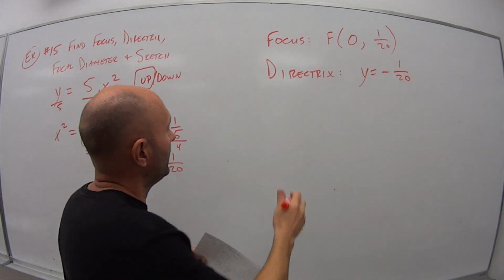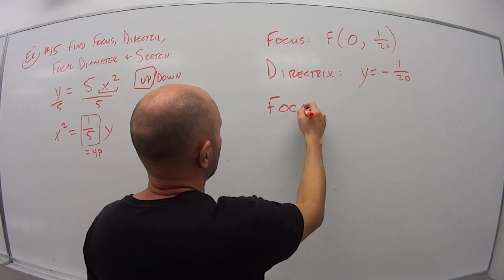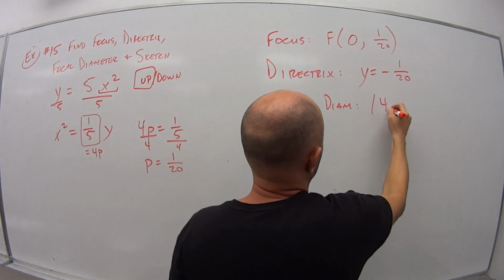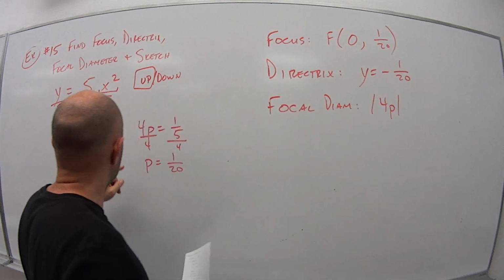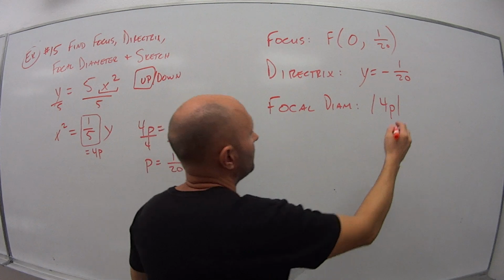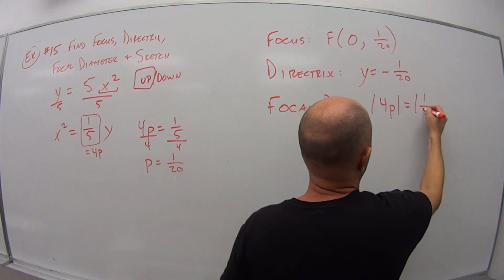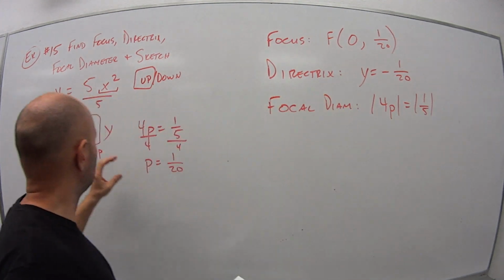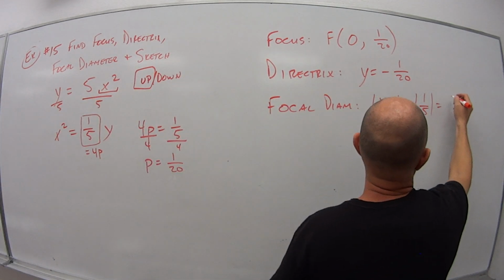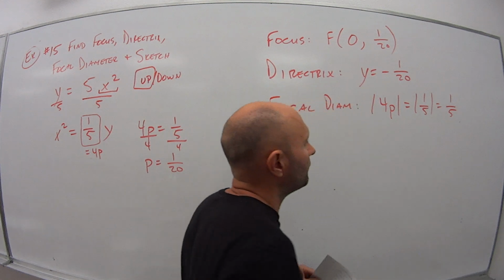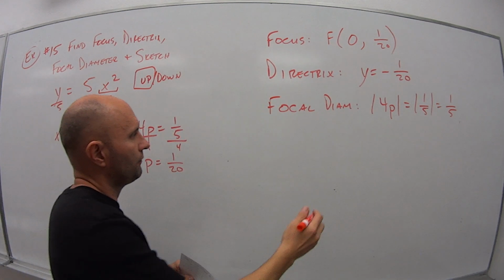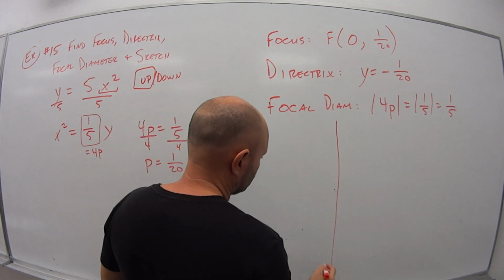And then focal diameter, well, that's just the absolute value of 4p. Well, back here I have what? 4p is equal to 1/5. So it's just the absolute value of 1/5. It's basically the absolute value of whatever we have in front of y. So this is just 1/5.